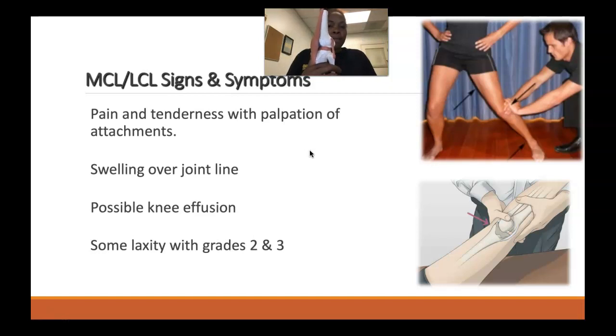And then the most telltale sign that a patient has compromised their ligament is through laxity testing. So there are two tests that we use to rule in or rule out an MCL or an LCL sprain. First test is known as a valgus stress test. So what do you guys think? If I'm using a valgus stress test, which ligament am I testing? Yeah, so it's going to be the MCL.